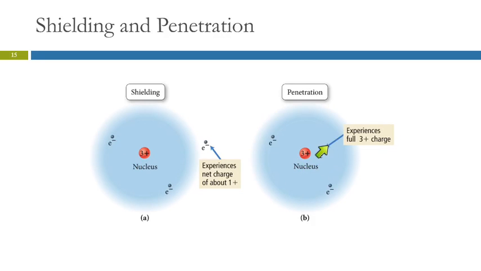Penetration means that if this electron can get in here where these electrons are as well, if it can penetrate this inner electron cloud, then it's going to experience a full +3 charge, and it'll be more attracted. So not only is it getting a higher attraction because of the charges, it's also getting a higher attraction because it's closer. That makes sense? Think about magnets.